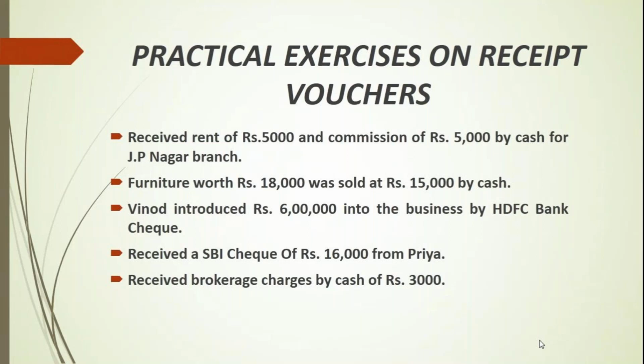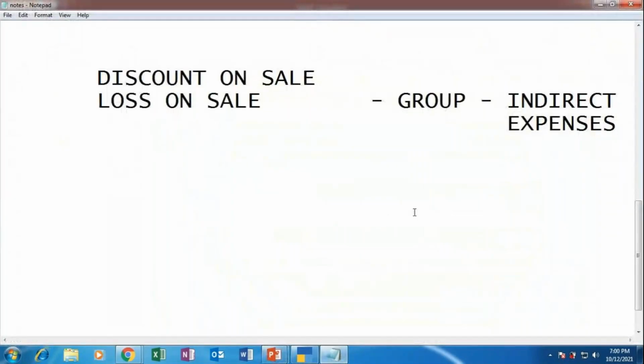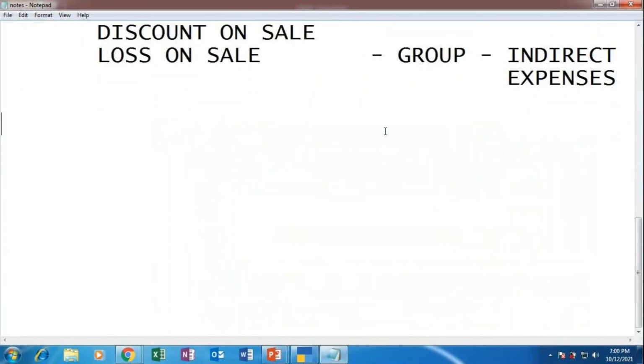Now he has introduced 6 lakh into the business, and how is he introducing it? He's not giving by cash, right? Rather, he will issue an HDFC bank check. Here again there is an allocation of funds. So how do we pass this entry? Vinod has introduced 6 lakh into the business by an HDFC bank check.